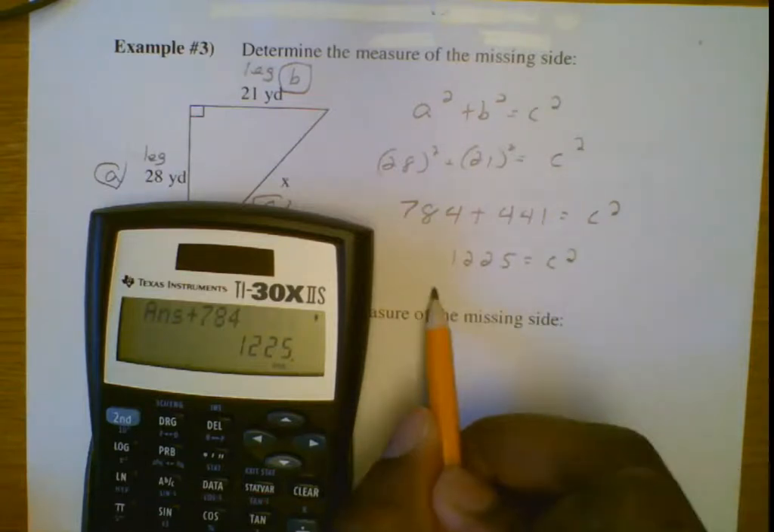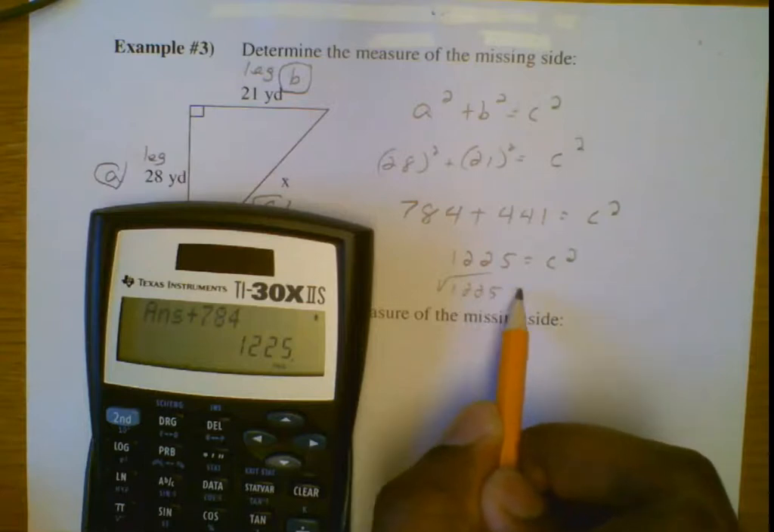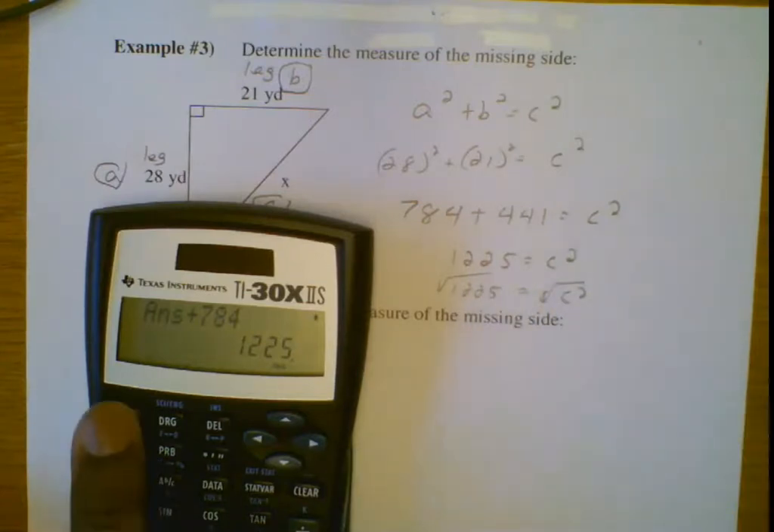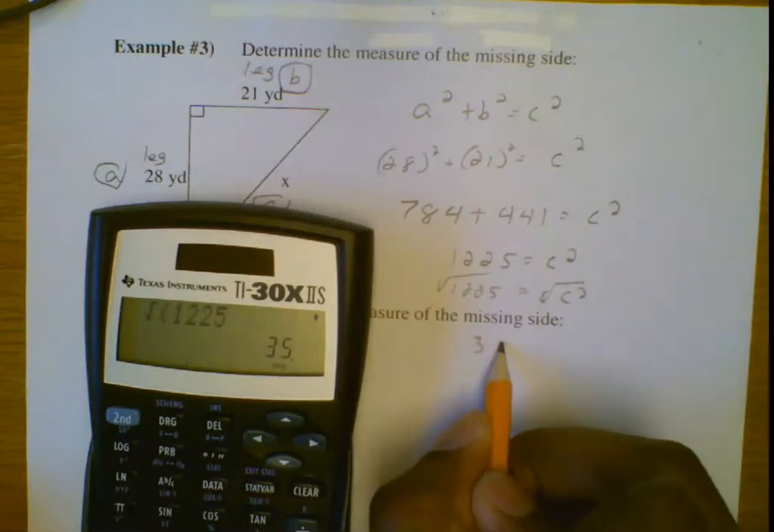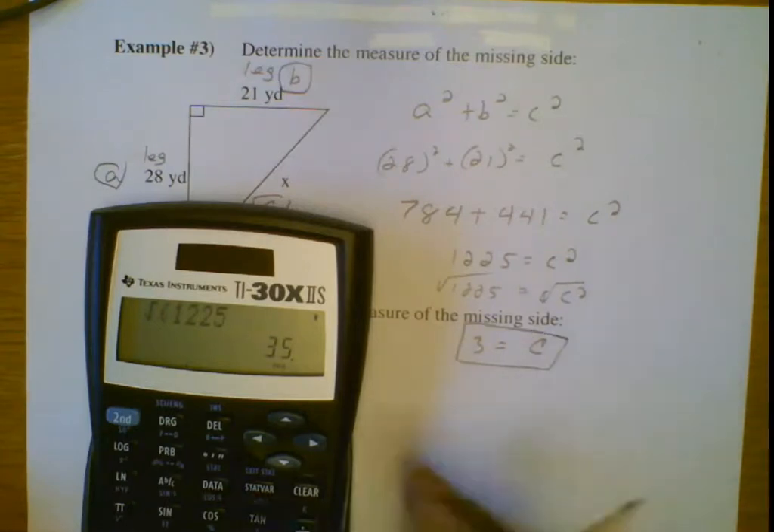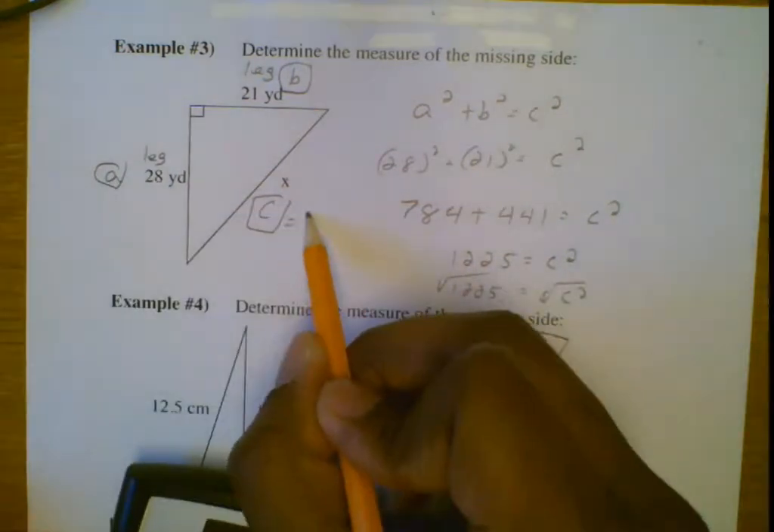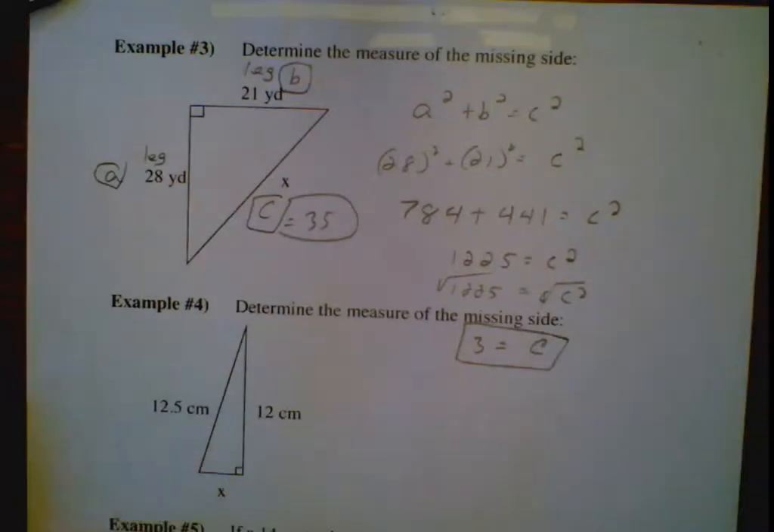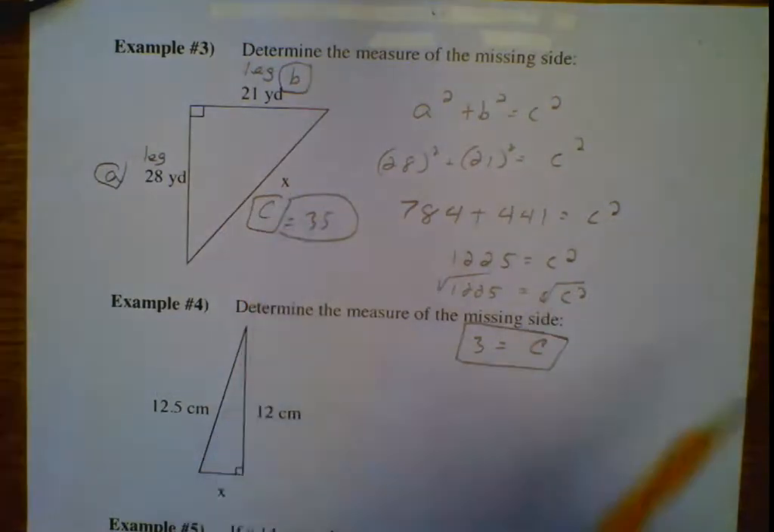So to finish, you would square root the left side. You would square root C to the second. So the square root of 1225 is 35. 35 equals C. So C has to be 35. So the hypotenuse in this problem has to be 35. I'll give you one last one, and because this one has an x as the hypotenuse, my next one won't.